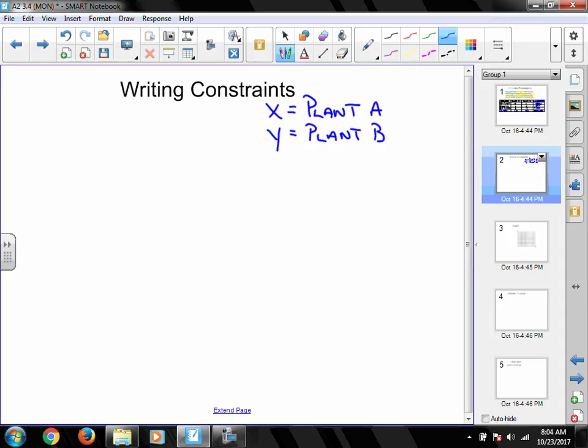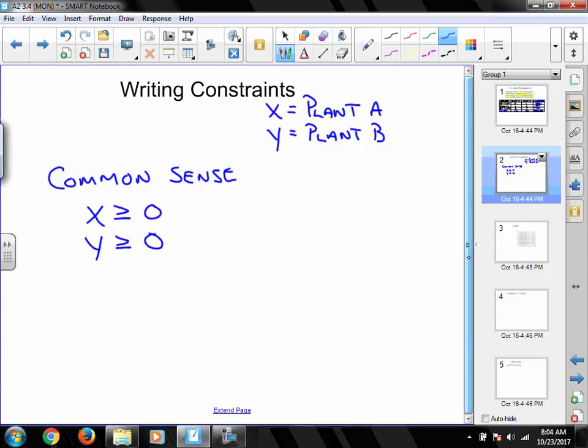And I've got two different types of constraints. The first one, common sense. These are not from the problem. You have to just think of these. Common sense would tell us that I'm not going to produce negative bicycles. So I'm going to say that X has to be greater than or equal to 0, and Y has to be greater than or equal to 0. That just says that I'm making 0 bicycles or more in each of the plants. Then I've got my regular inequalities.